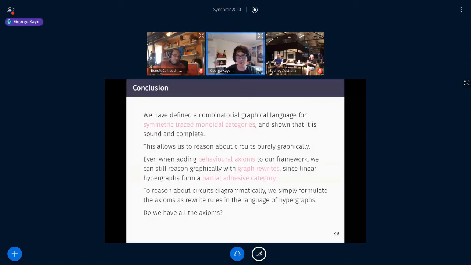There are some circuits, especially some with feedback with instantaneous delay, where we're not quite sure whether we have everything we need yet. So that's the next step in this quest for a diagrammatic semantics for digital circuits.